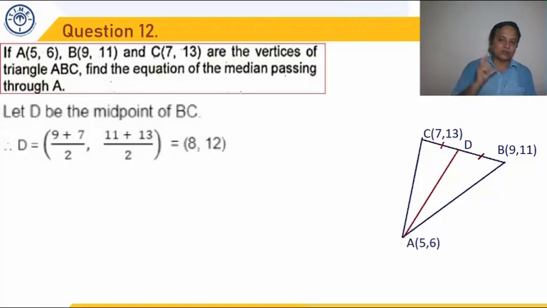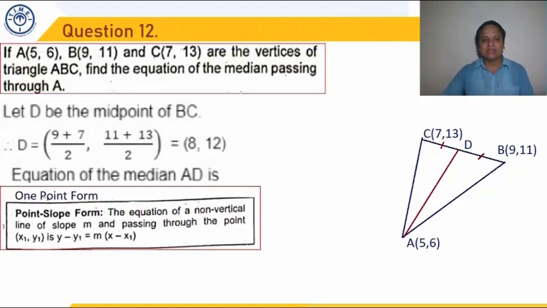Now we have to find the equation of AD. A's coordinates were already given. D's coordinates we obtained as the midpoint of straight line BC. So to find the equation of the median, we use the one point form, y minus y1 is equal to m into x minus x1, if the slope is given.